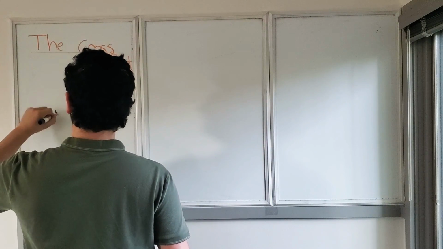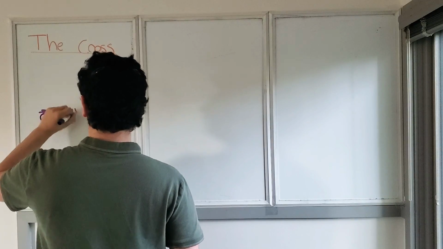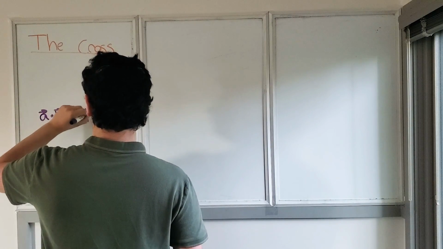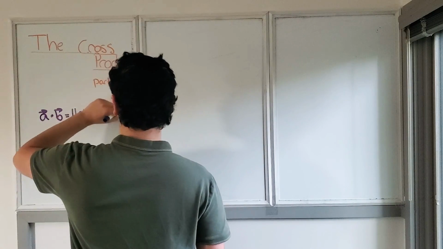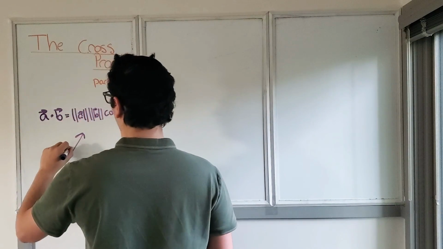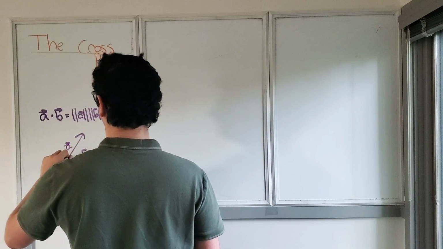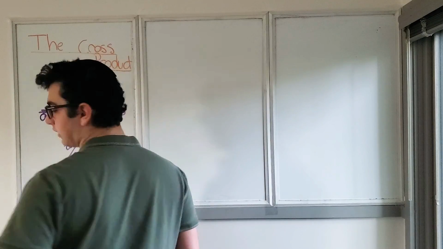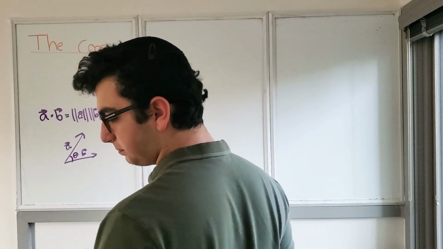have some vector A and we dot it with B, we are going to get the magnitude of A times the magnitude of B times cosine theta, where this could be our vector A, this could be our vector B, and this is our theta, the angle between the two.